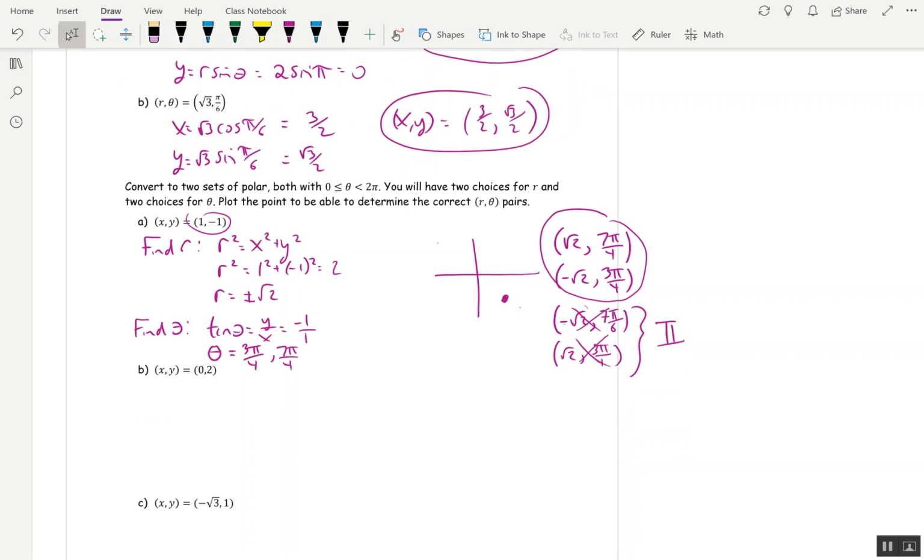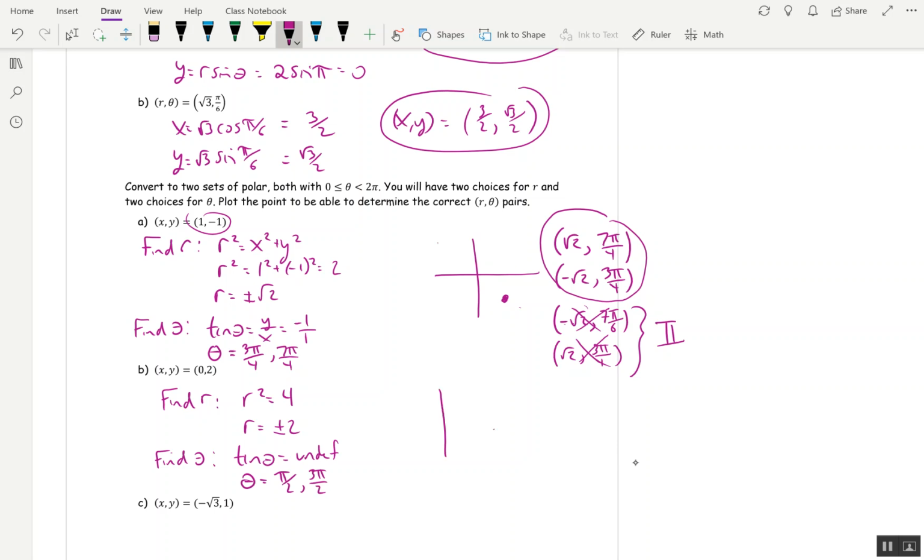Okay, for the next one, let's find r. R squared is 0 squared plus 2 squared, so that's 4. So r is plus or minus 2. Now we'll find theta. Tangent theta is 2 over 0, which is undefined. There are only two angles between 0 and 2 pi with undefined tangent. Those are pi over 2 and 3 pi over 2.